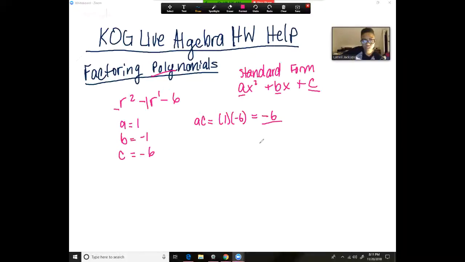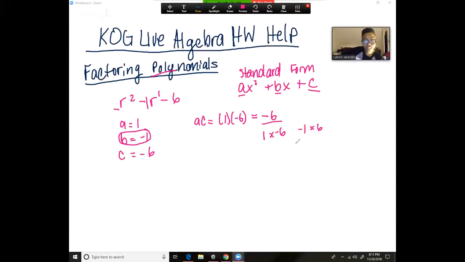Now we're going to find factors of -6 that add to -1, which is our B. So we got -6 and +6. I did this because a negative times a positive is a negative. We have a negative as our main number, and we want to find factors of that negative number, so we need one of the factors to be positive and the other negative.